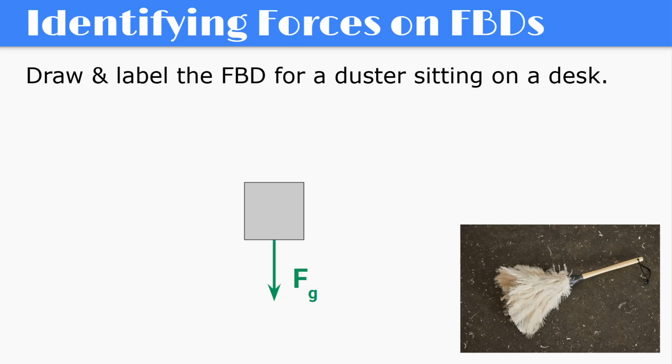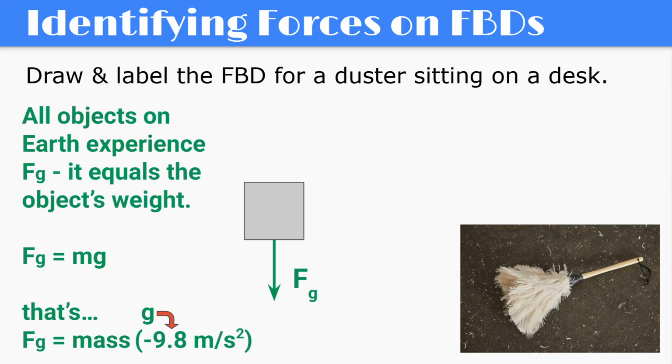Okay, Fg we're going to include every time we're drawing a free body diagram for an object on Earth or on any planet. All objects on Earth experience Fg. It is the object's weight. Again, Fg can be calculated as Fg equals mg. That means mass times gravitational acceleration, which on Earth, you already know this number, negative 9.8 meters per second squared. Okay, so if you're trying to figure out how much you weigh in newtons, not in pounds, but in newtons, which is our standard unit, you would take your mass in kilograms and multiply it by 9.8, and that would be your weight in newtons.